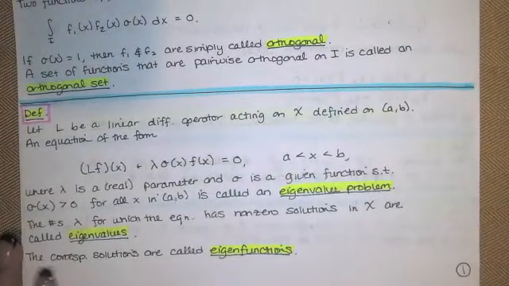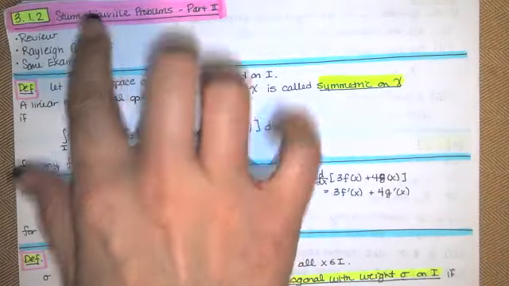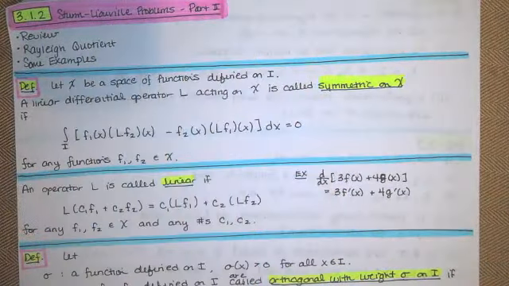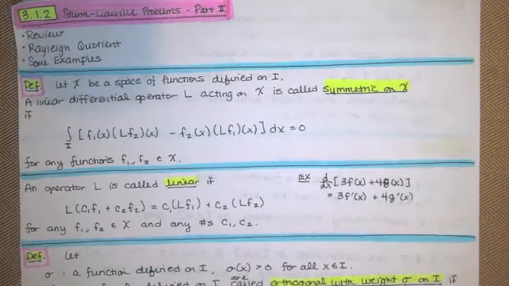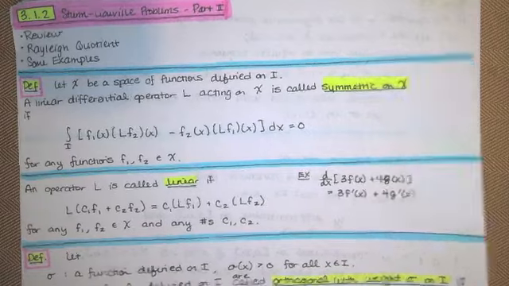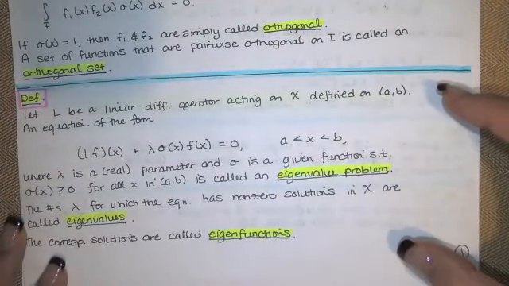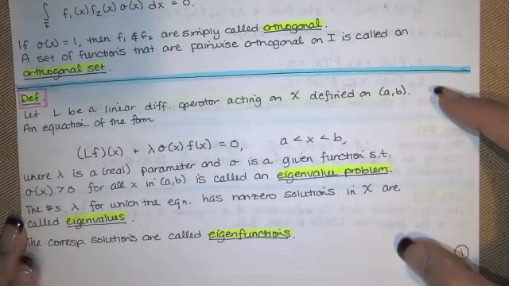Okay, so getting back to our goal, we want to discuss what a Sturm-Liouville problem is. It turns out to be a second order ordinary differential equation subject to some boundary conditions. It is a particular type of eigenvalue problem. So this is the definition of an eigenvalue problem.